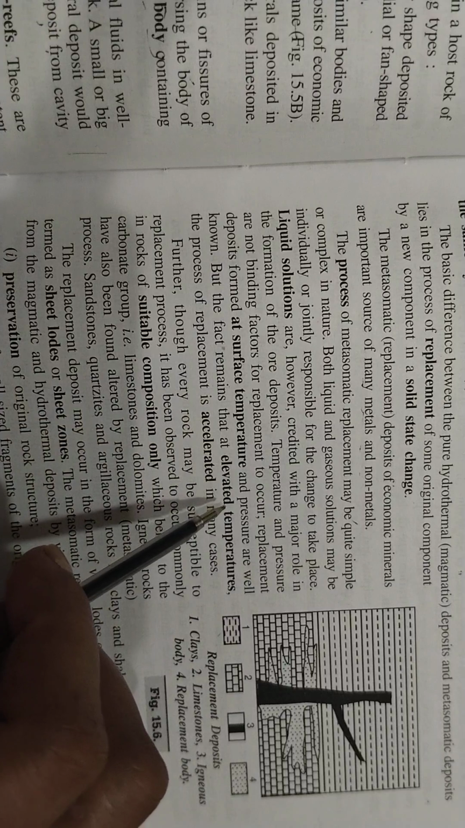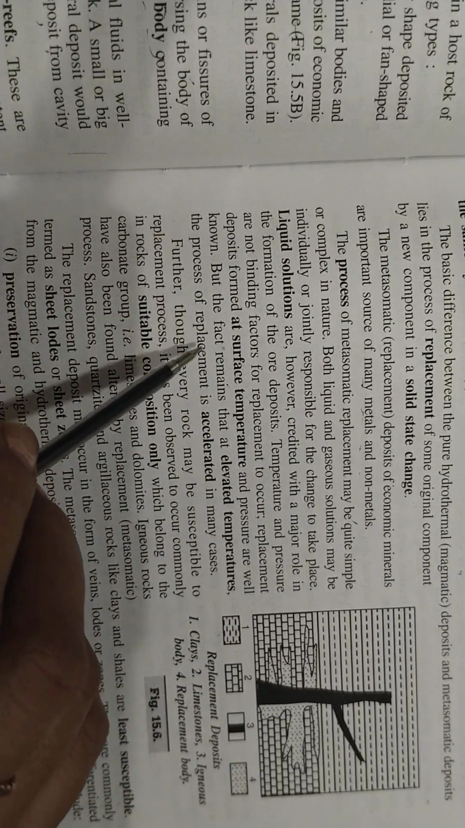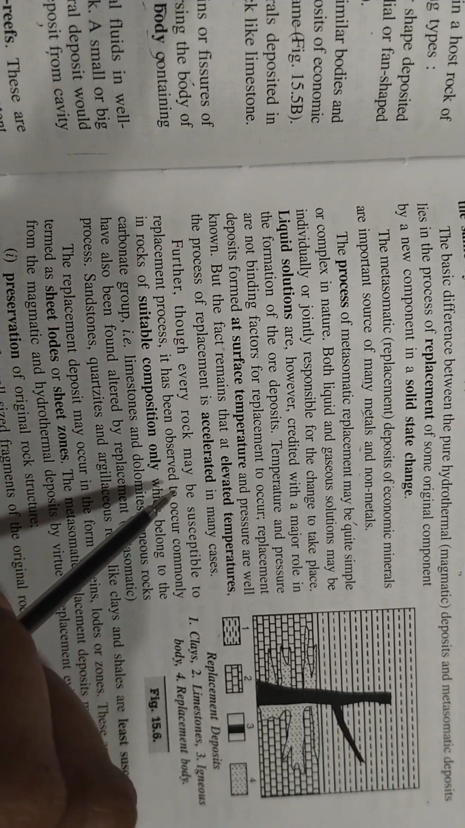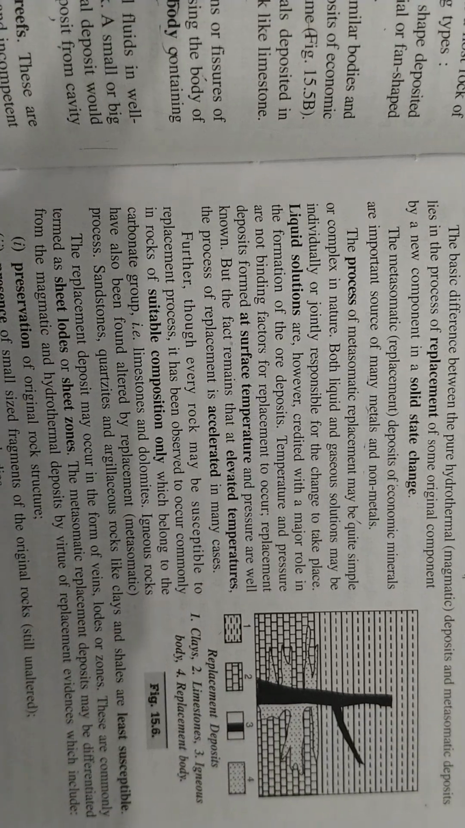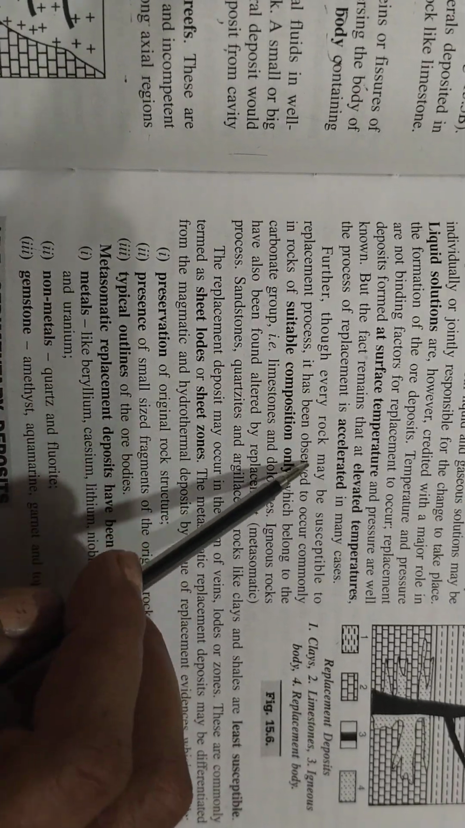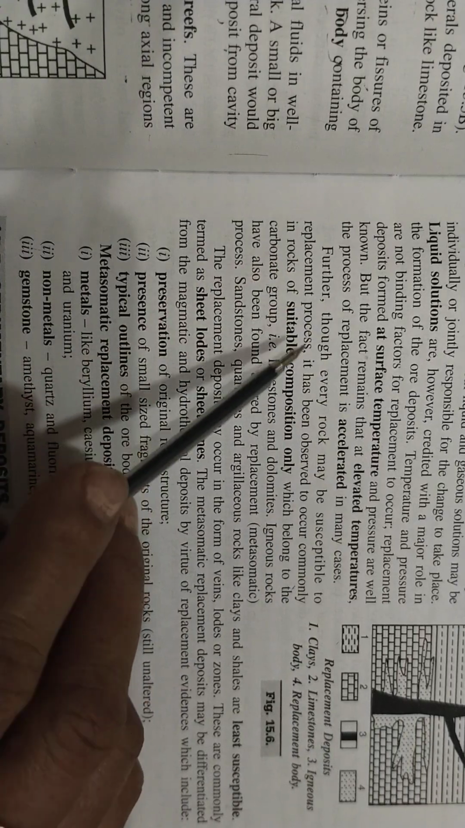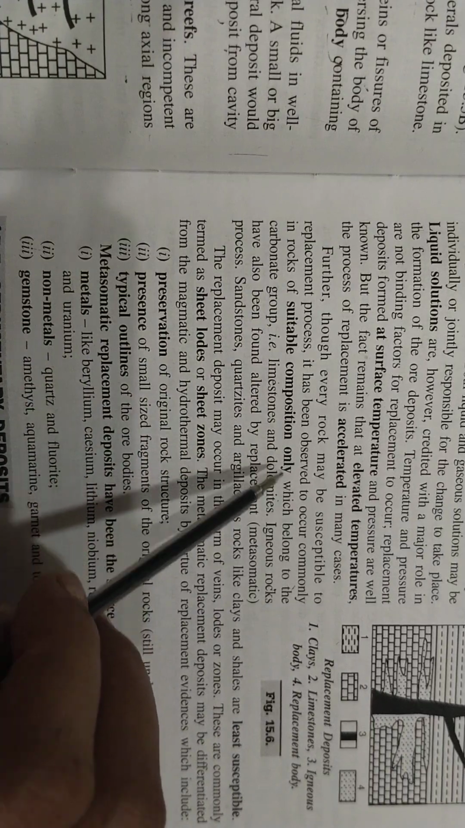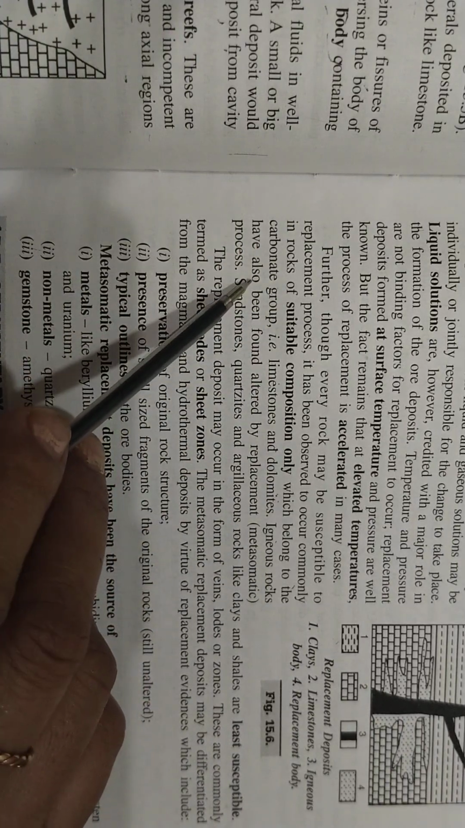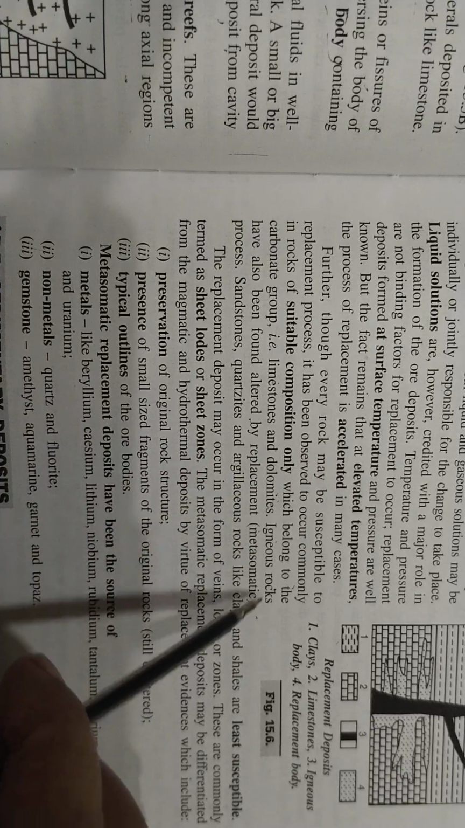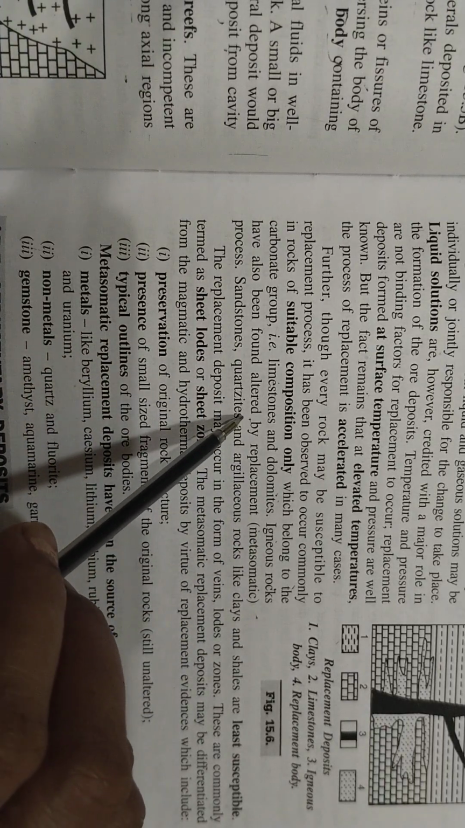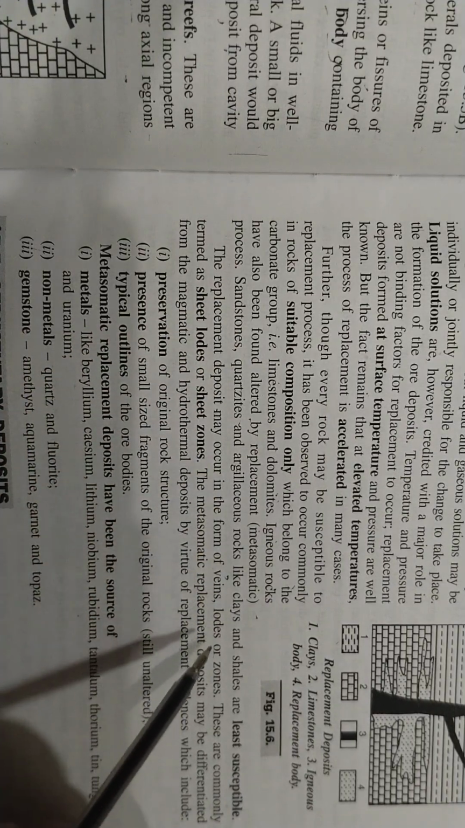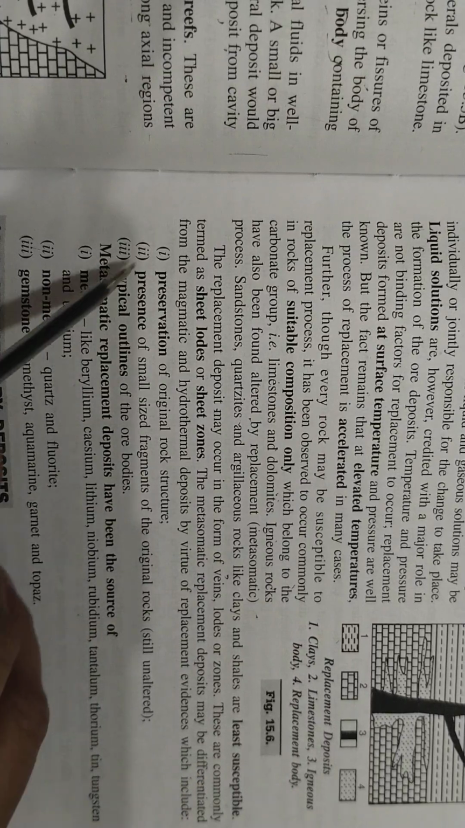Deposits formed at surface temperature and pressure are well known, but the fact remains that at elevated temperatures, the process of replacement is accelerated in many cases. Further, though every rock may be susceptible to the replacement process, it has been observed to occur commonly in rocks of suitable composition only, which belong to the carbonate groups, for example limestones and dolomites. Igneous rocks have also been found altered by the replacement metasomatic process. Sandstones, quartzites and argillaceous rocks like clays and shales are least susceptible.